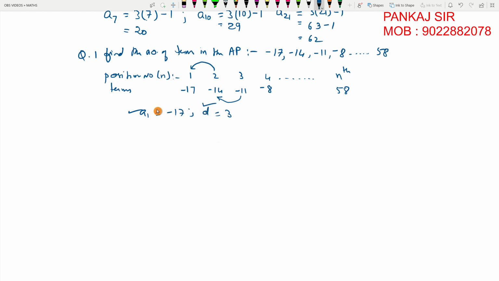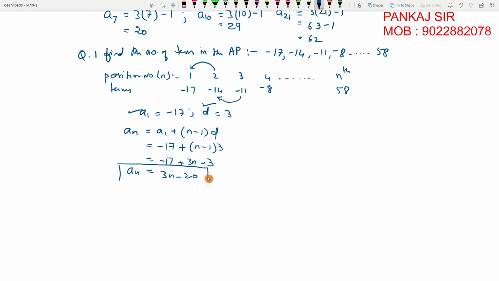Fine. And you know the general term of this sequence is written as an is equal to first term plus n minus 1 times D. Going by that, your first term is minus 17, so I'll write for A1, minus 17 plus n minus 1, and for D, I'm going to write 3. If I expand this, this will be minus 17 plus 3n minus 3. This will give me 3n minus 20. So this is my general term, or you can say the nth term of this particular arithmetic progression.